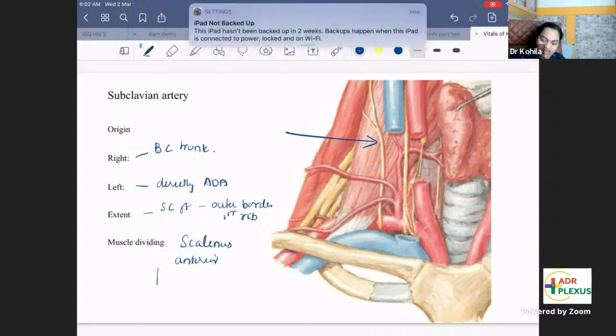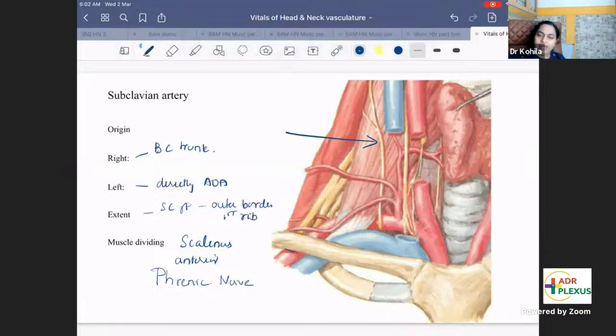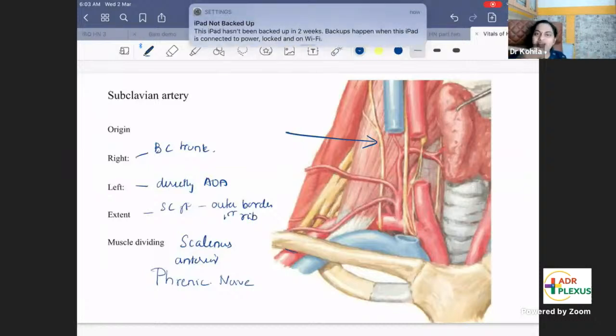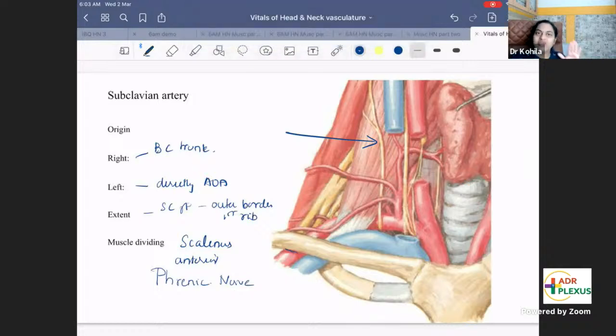The nerve running anterior to scalenus anterior is the phrenic nerve. No, Sindhuja, that's the phrenic nerve. Please remember it has been asked recently in your NEET-PG question. Injury to that nerve causes paralysis of the diaphragm on that side. It also supplies the pleura. So the nerve that you see anterior to scalenus anterior is the phrenic nerve.